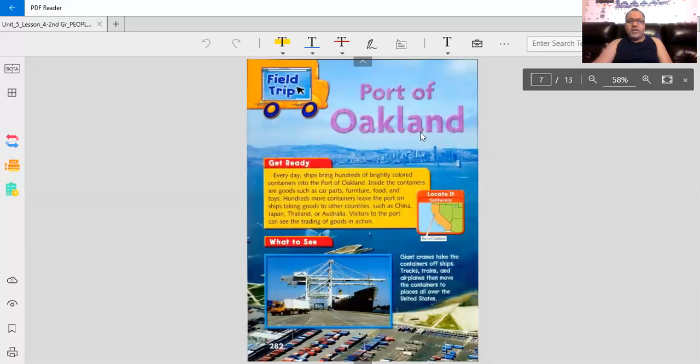Port of Oakland. Field trip. Every day, ships bring hundreds of brightly colored containers into the port of Oakland. Inside the containers are goods such as car parts, furniture, food, and toys. Hundreds more containers leave the port on ships taking goods to other countries, such as China, Japan, Thailand, or Australia. Visitors to the port can see the trading of goods in action.